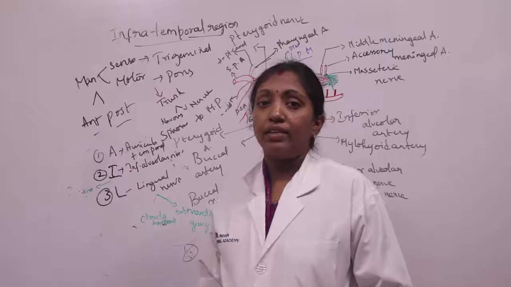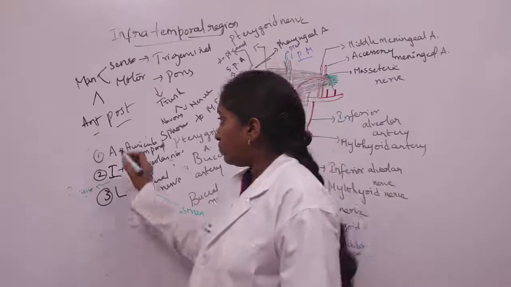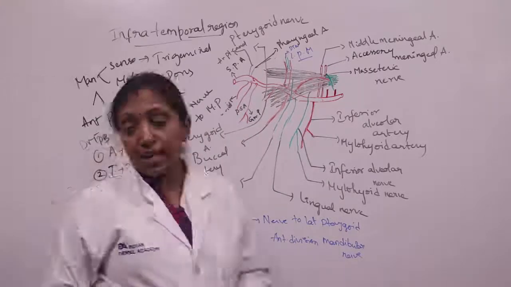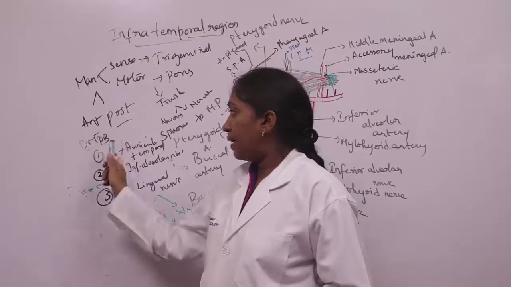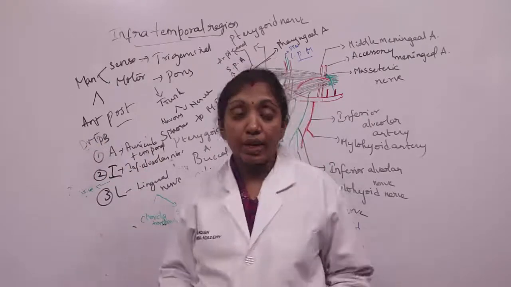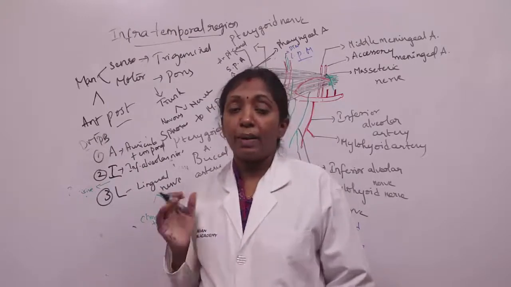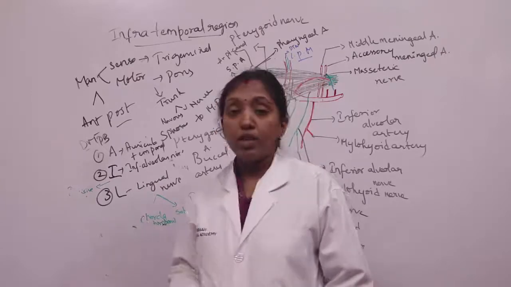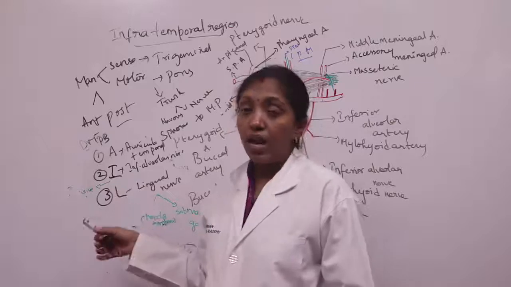And coming to the anterior division, it is mostly motor and a small part is sensory, that is buccal nerve, DFPB. From the anterior division, four branches arise: deep temporal, masseteric, nerve to lateral pterygoid, and buccal. Buccal is the only sensory branch, and it supplies the skin and mucous membrane over the buccinator muscle, but not the buccinator muscle. And coming to the posterior division, it gives three branches: auriculotemporal, inferior alveolar, and lingual.